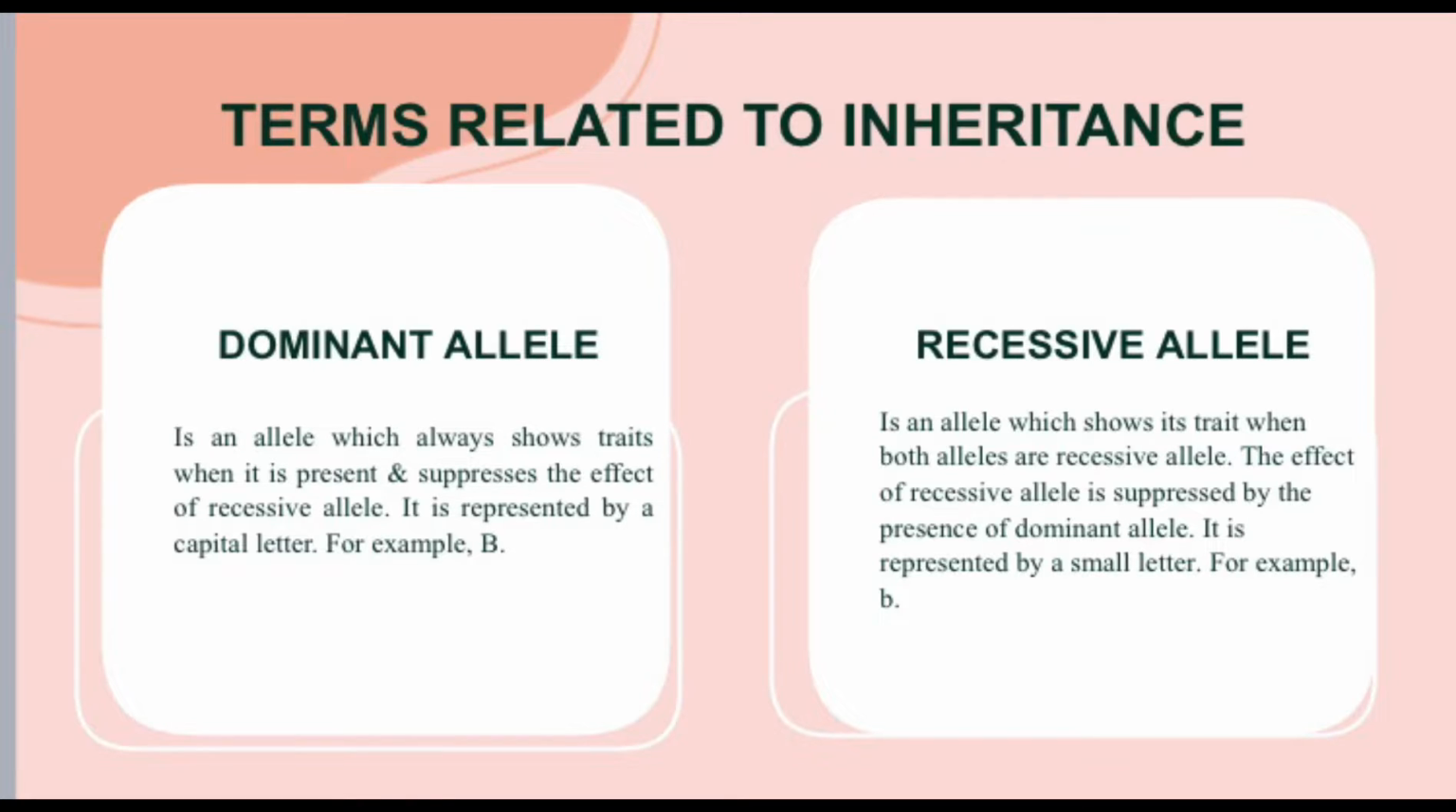So next we got recessive allele. So recessive allele is an allele which shows its trait when both alleles are recessive alleles. So the effect of recessive allele is suppressed by the presence of dominant allele. So for recessive, it is represented by a small letter. So dia macam recessive allele ni, bila dua-dua recessive allele baru dia akan munculkan dia punya sifat.